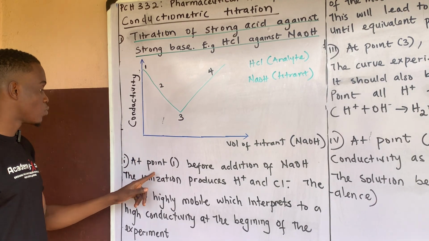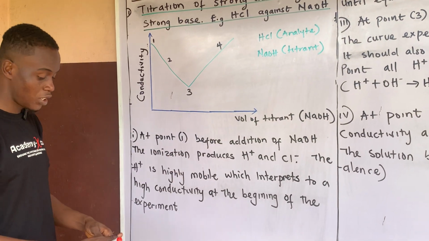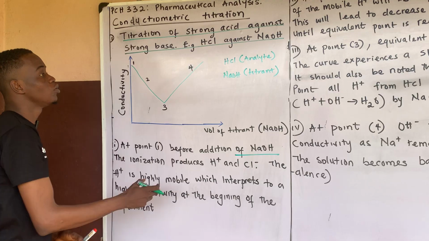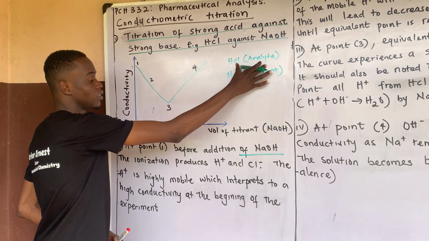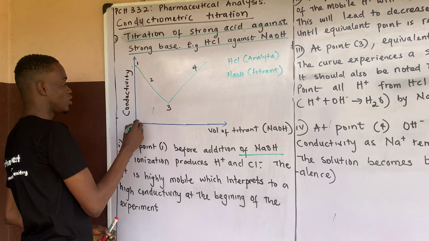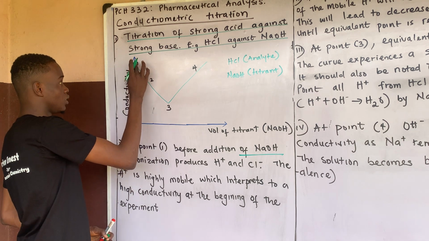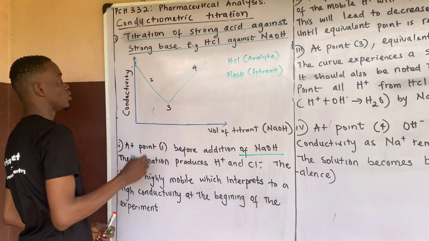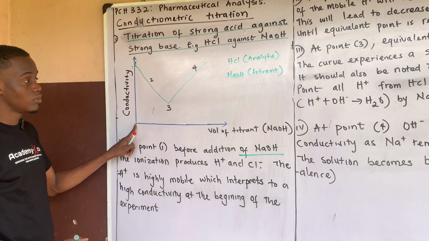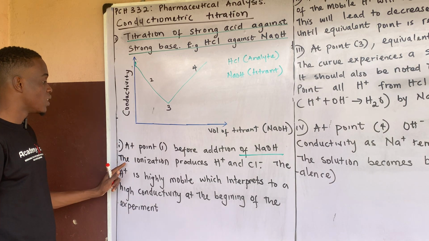Now at point 1, that's before the addition of NaOH, you are only left with your HCl. When you've not added NaOH, the volume should be 0 around here as your point 1. The volume will be 0. You've not added any sodium hydroxide. There will be an ionization.